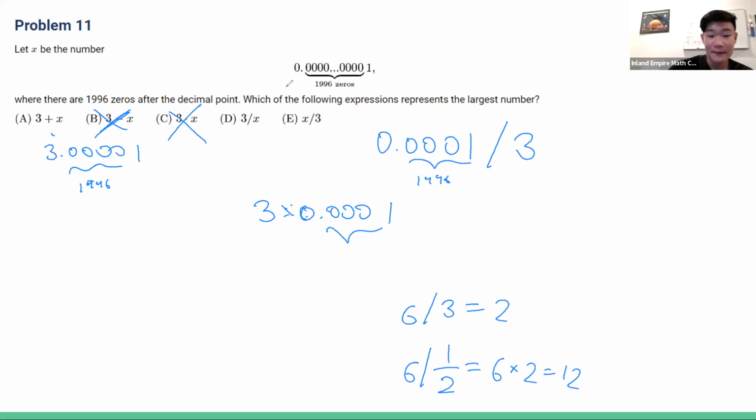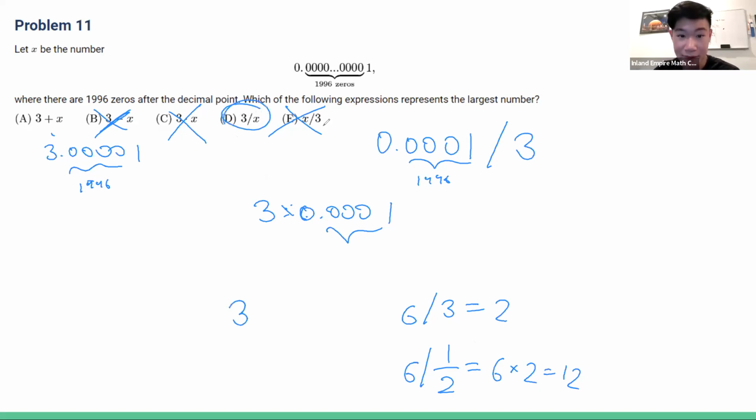Well, we know that x divided by 3, since we're dividing by a bigger number, is going to get us a smaller number than whatever this is. All right, so that's out because we don't want a smaller number than this. We want the biggest number possible. And for d, we have 3 divided by x, and that's going to give us a really big number because we're multiplying by a small fraction, right? So the answer is going to be d.